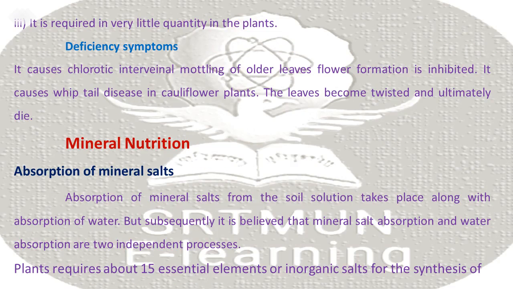Now, deficiency and symptoms. It causes chlorotic interveinal mottling of older leaves, and flower formation is inhibited. It causes whiptail disease in cauliflower plants. The leaves become twisted and ultimately die.